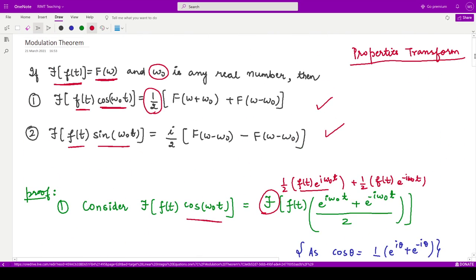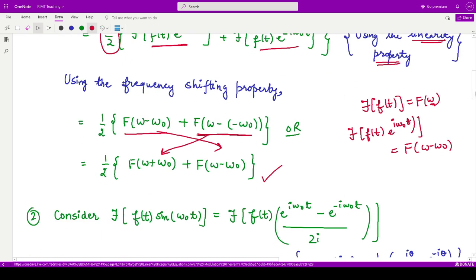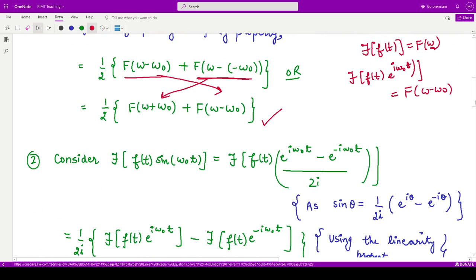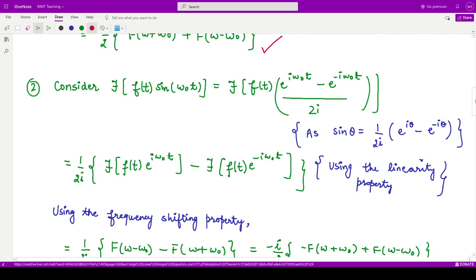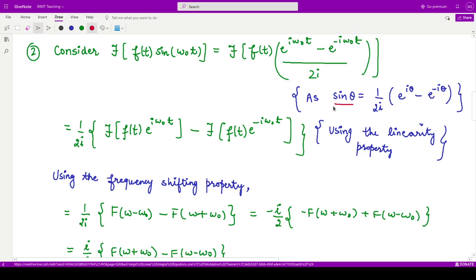For the second part, again we can use the formula of sine theta. As we have done for cos theta, we know what is sine theta. Sine theta is 1 by 2 iota e to the power iota theta minus e to the power minus iota theta. So this is the formula. So I can write in place of sine omega naught t, in place of theta I can write omega naught t. So this formula I have written in place of sine omega naught t.